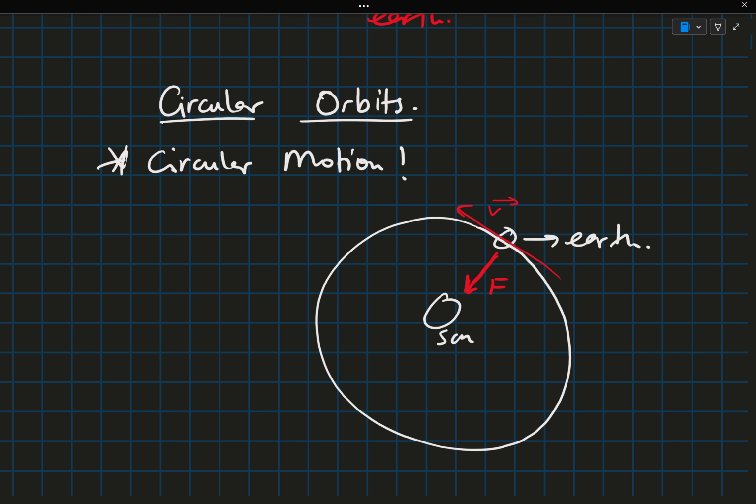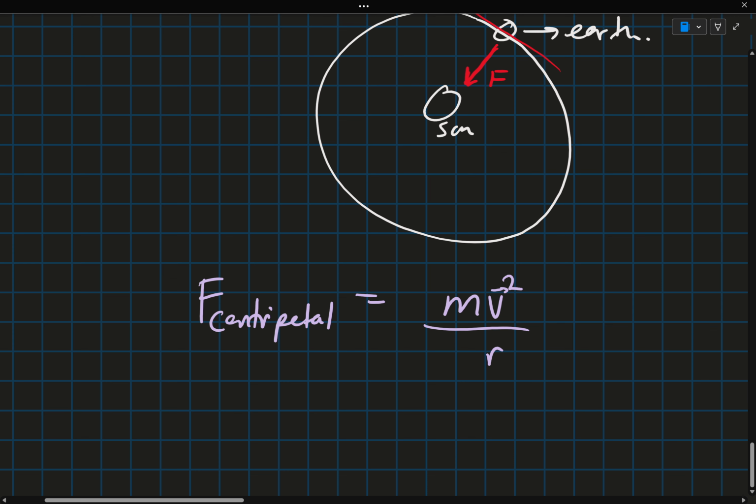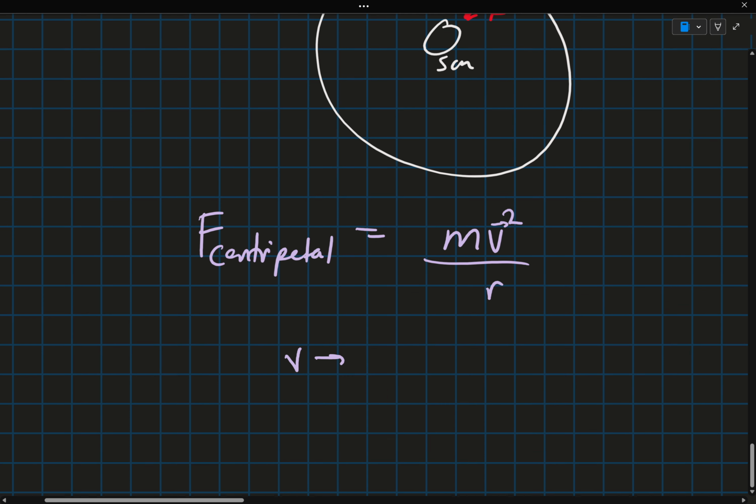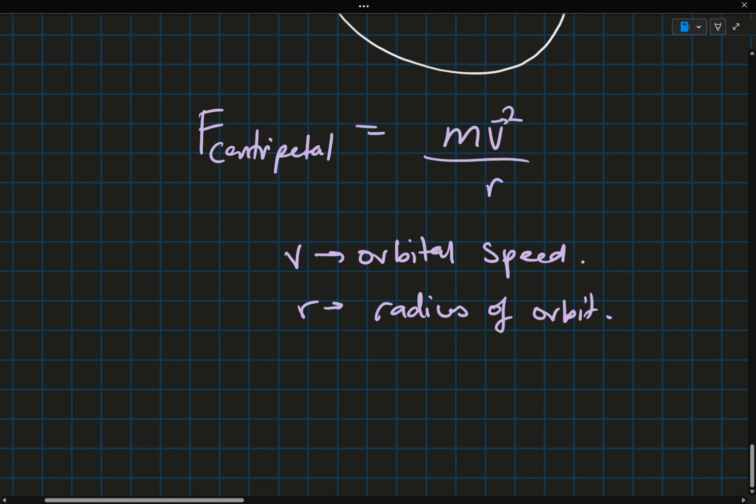Alright, so we can note here that the centripetal force is equal to mass times velocity squared over r, as we got from circular motion, where v is the orbital speed, and r is the radius of the orbit. m is the mass, and F centripetal is the centripetal force. So we have that as the centripetal force of an orbit.